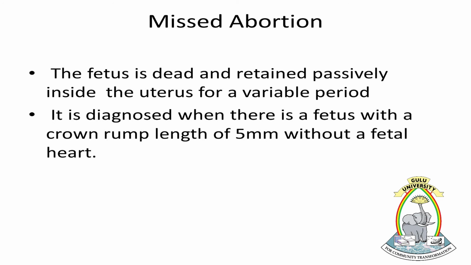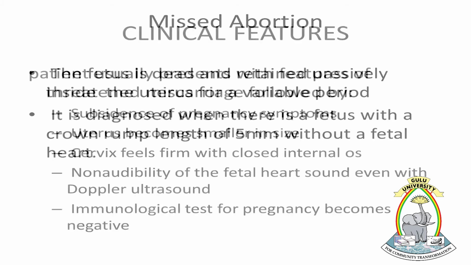A missed abortion is when the fetus is dead and retained passively inside the uterus for a varied amount of time. It is normally diagnosed when the fetus has a crown-rump length of 5 millimeters without a fetal heart. Sometimes, when it is too early, we call it a blighted ovum. But a missed abortion is when the fetus has died inside but is still retained.